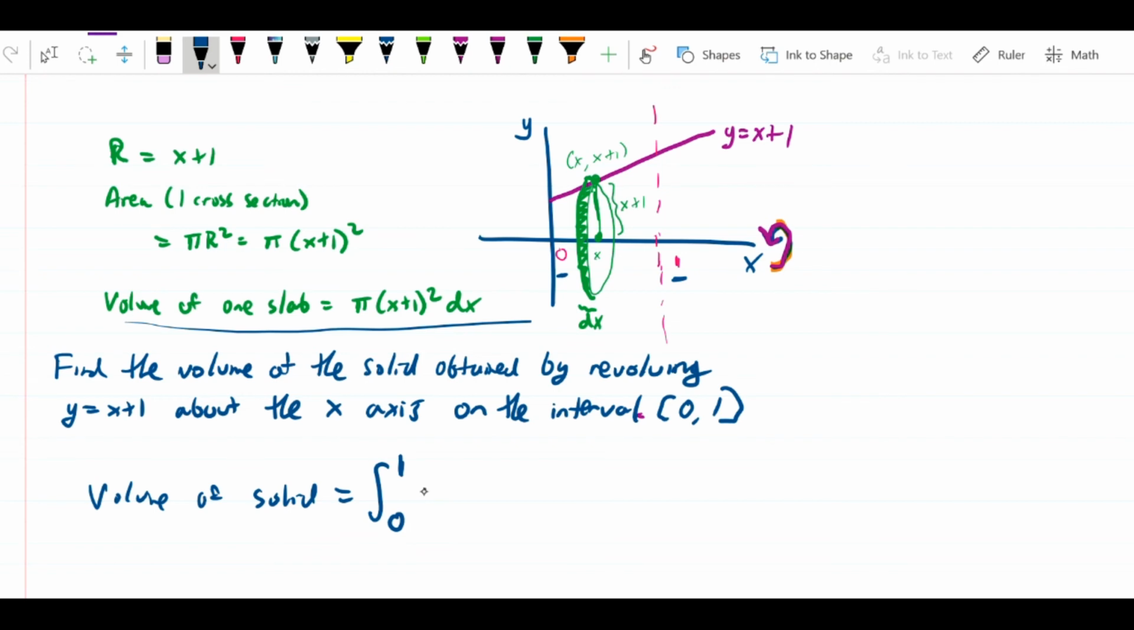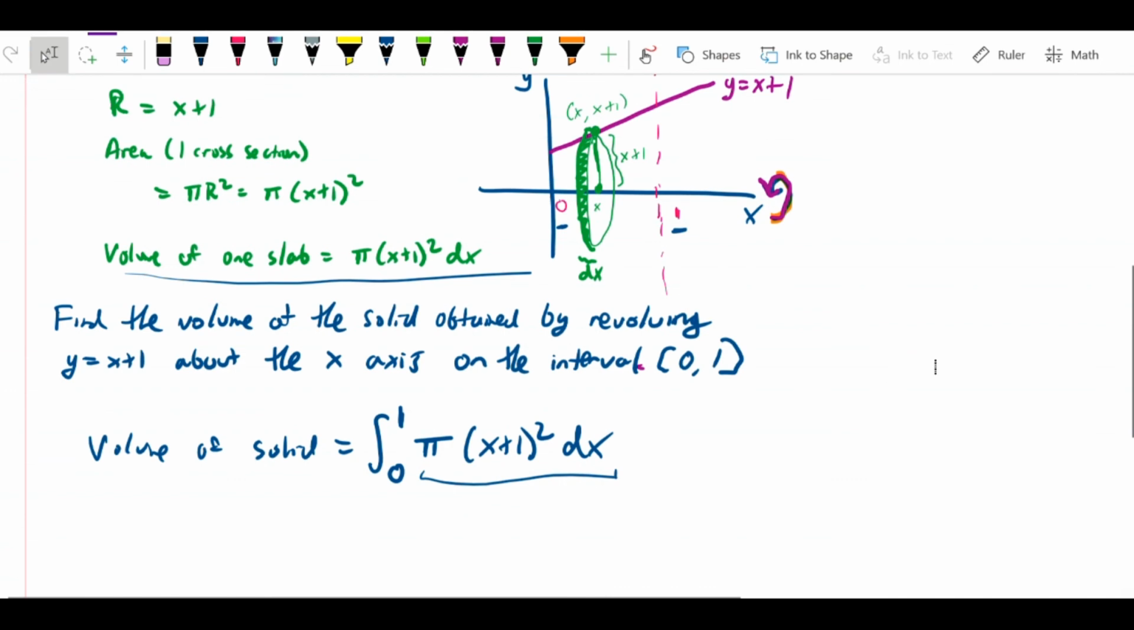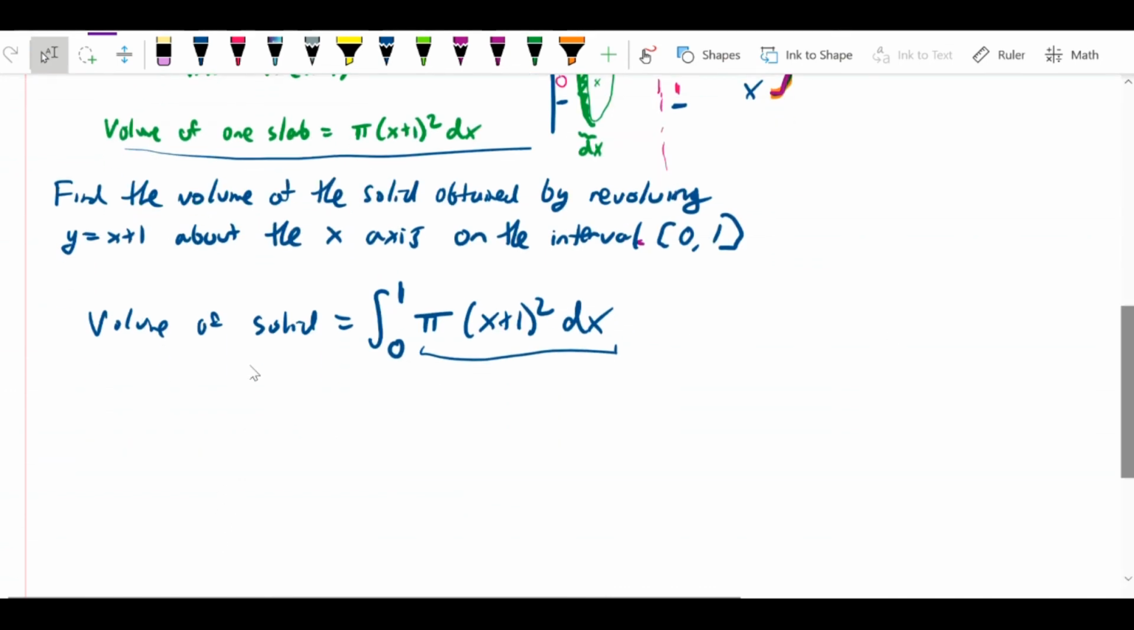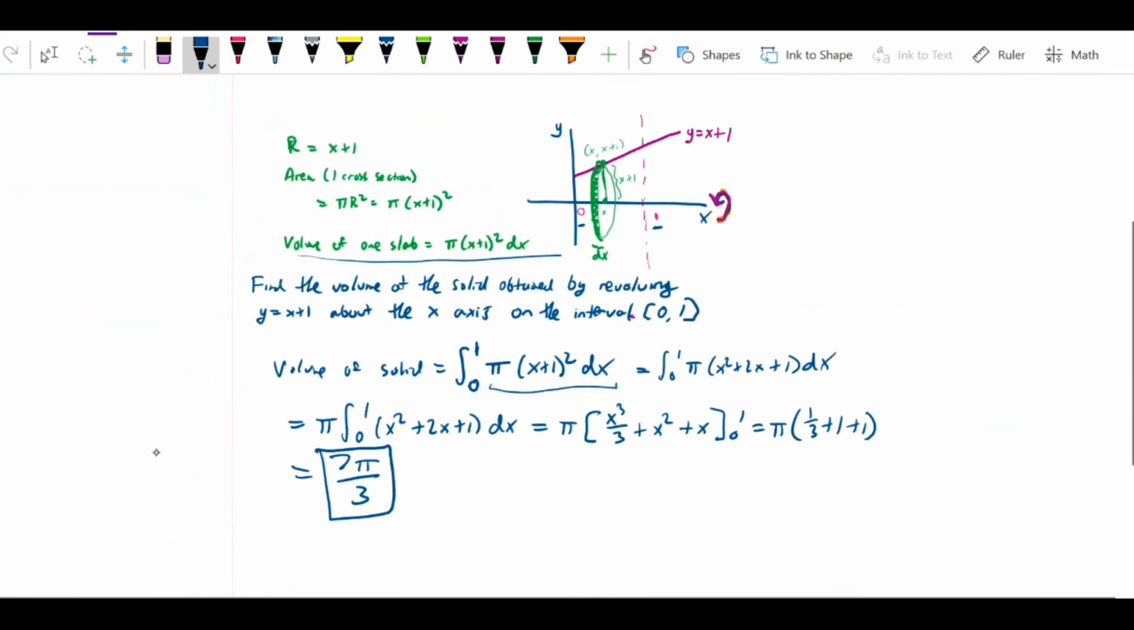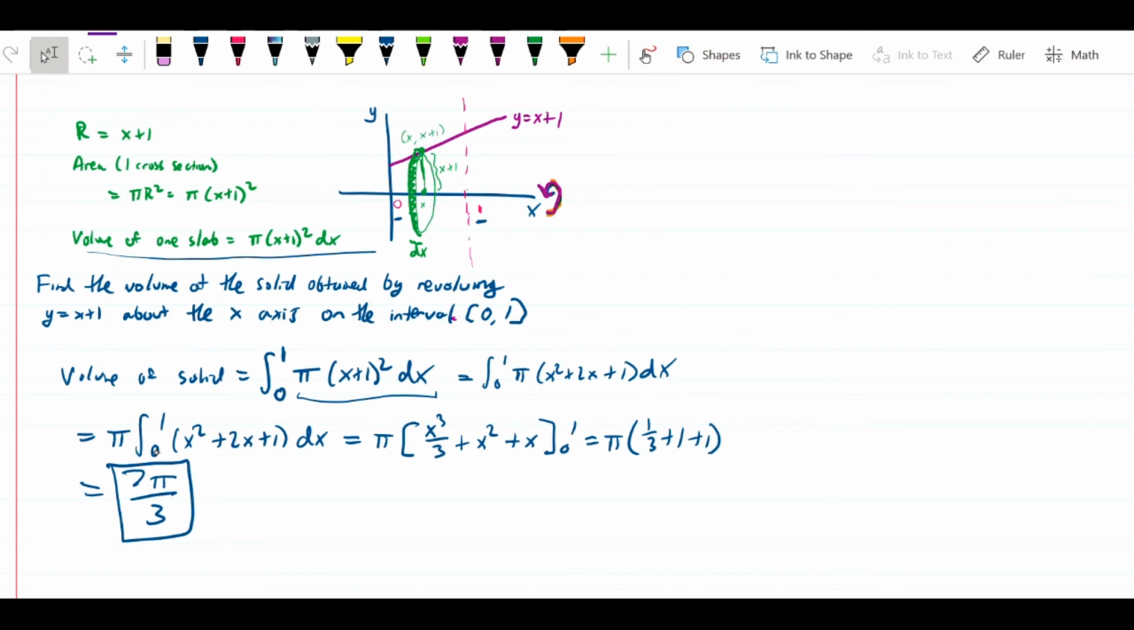And we just integrate the cross-sectional area, pi times (x plus 1) squared dx, which you can think of as either integrating the area function or adding up the volume of all the slabs. Either way, you can see either of those in that expression. So this just gives us a volume. I'm just going to zip through the algebra. So that's the volume of this solid, 7 pi over 3.